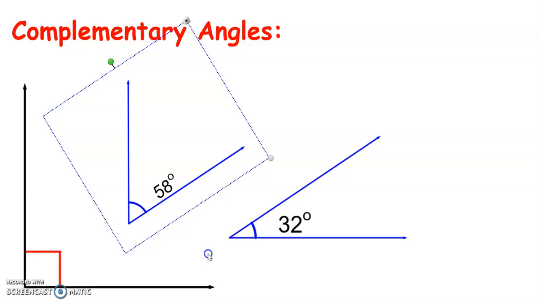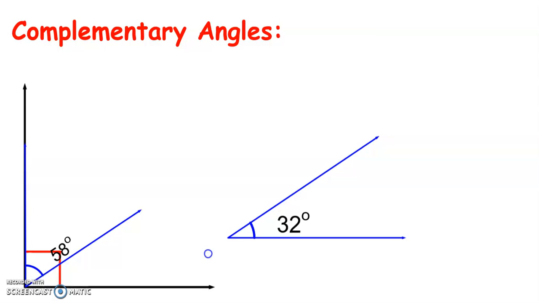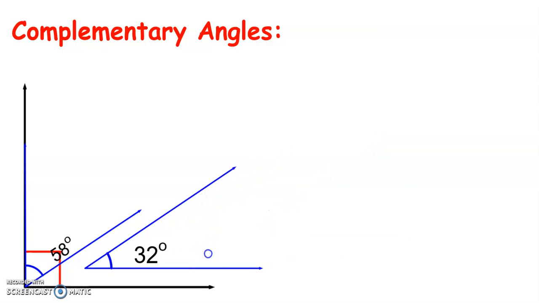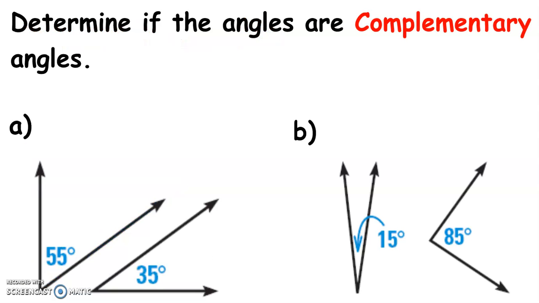So let me show you this 58 degree angle added with this 32 degree angle. You can see that they make a right angle or a 90 degree angle, so they are complementary. Now if I give you a complement, I am right. So think of right angle. Complementary, complement, right.